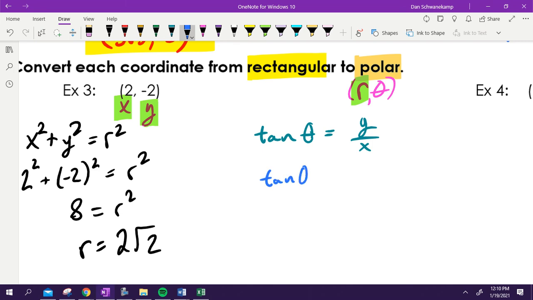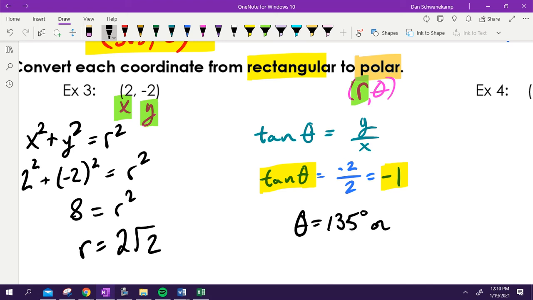So tangent of theta, my y value is negative 2. My x value is a positive 2. Oh, it's negative 1. So we are trying to figure out when is tangent of theta going to be equal to negative 1. Technically, we're doing inverse tangent. And we're asking ourselves the question, when is tangent going to get you negative 1? 135 degrees, or 315. We could do degrees or radians.